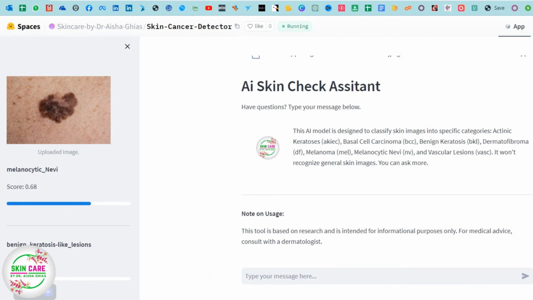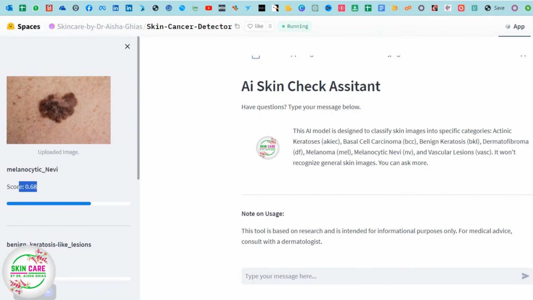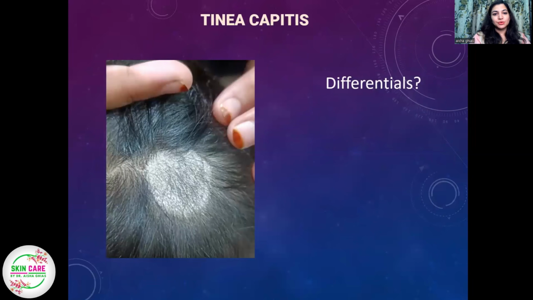As you can see on the left hand side, it has diagnosed the skin lesion as melanocytic nevi with 68% probability. And so this was the patient who came to me and the mother said, doctor, this patch has formed over the last 1 month, and it's white and a little powdery. So the differentials obviously were seborrheic dermatitis and tinea. Then when we did trichoscopy, we were surprised at what we saw on trichoscopy. So what was this? This was an ectothrix type of tinea capitis.